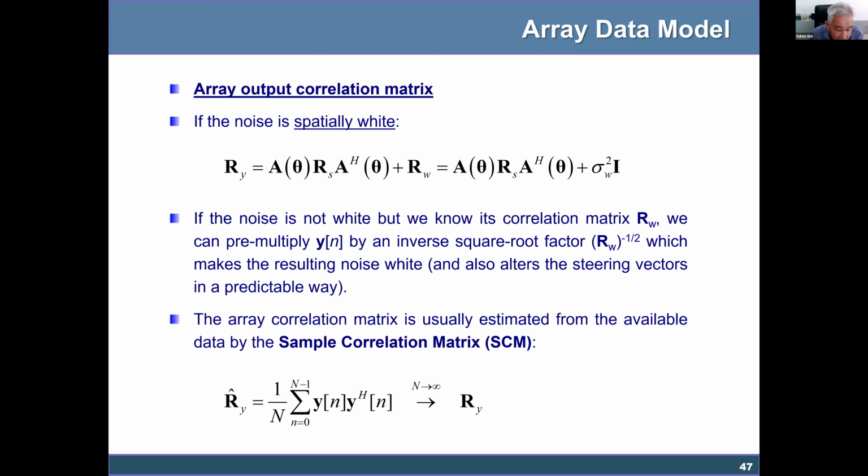In general, this is not the best possible estimator. The best possible estimator typically is the maximum likelihood estimator. The sample correlation matrix is also the maximum likelihood estimator only if y is Gaussian. If y is not Gaussian, the sample correlation matrix estimator is still consistent, but not the best possible. But typically, we continue to use it because it's very simple to implement.